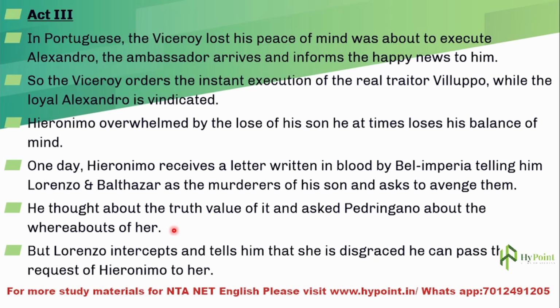So he goes and asks Pedrigano, Belimperia's loyal servant, about the whereabouts of Belimperia, but Lorenzo intercepts. As he was asking about Belimperia, Lorenzo, her brother, intercepts and tells him that she is disgraced, not well. If you want to inform anything to Belimperia, you can tell me. Lorenzo says that if Hieronymus wants to pass any information to her, he will do that. So he intercepts.